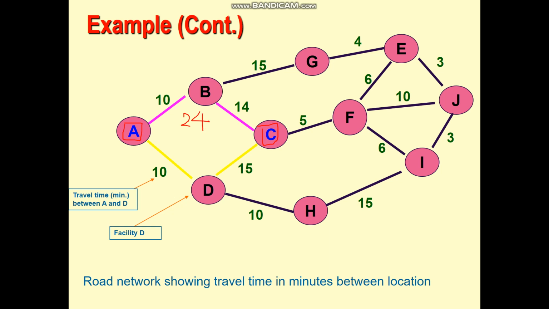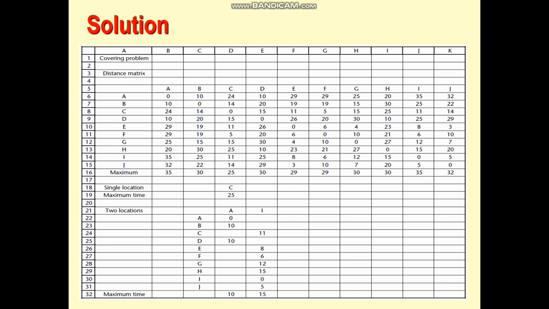If we follow the yellow line, the total time to travel from A to C is 10 plus 15, which is equal to 25, right? So we will take the minimum travel time, that is 24. In the same way, we can calculate the travel time from A to G, A to E, A to F, and so on and so forth. And we can make this matrix.